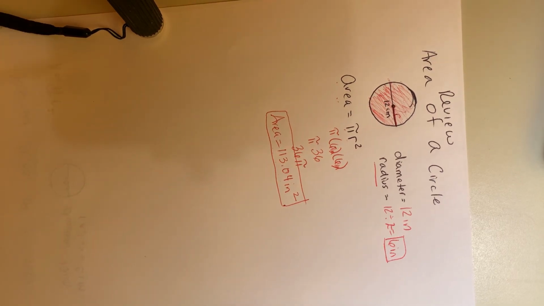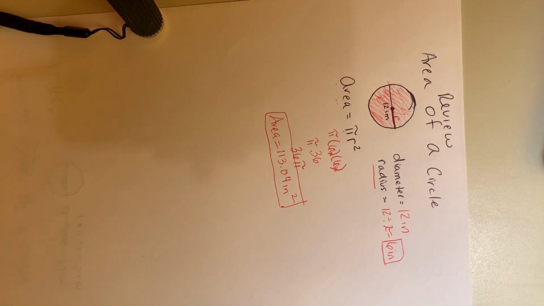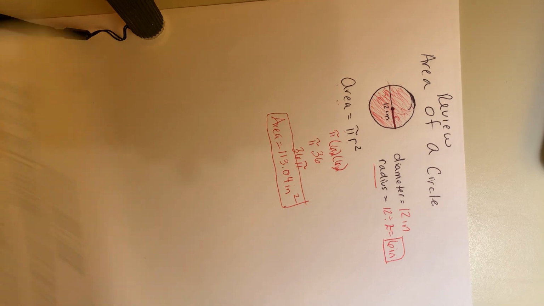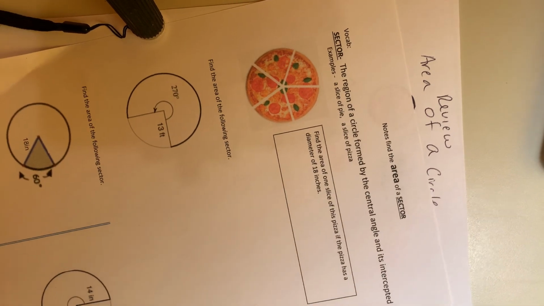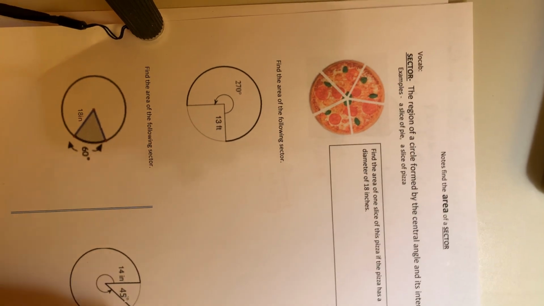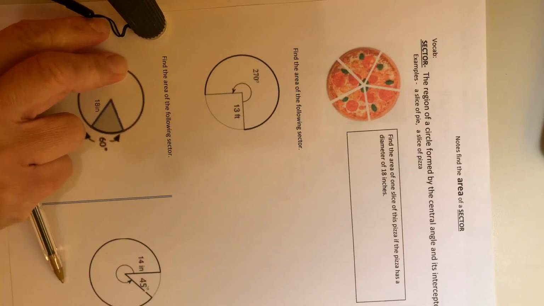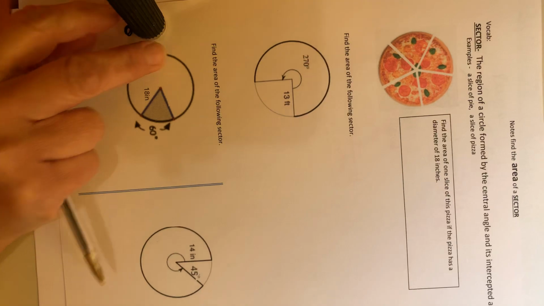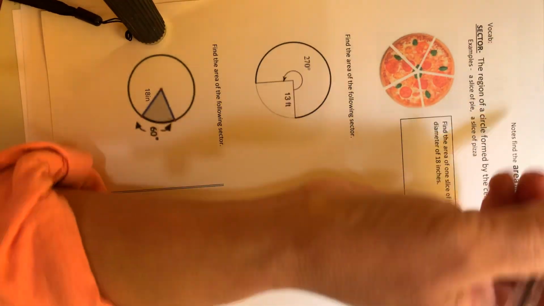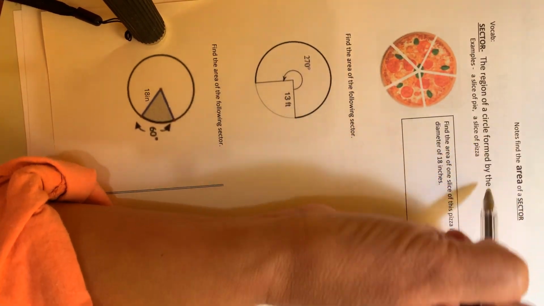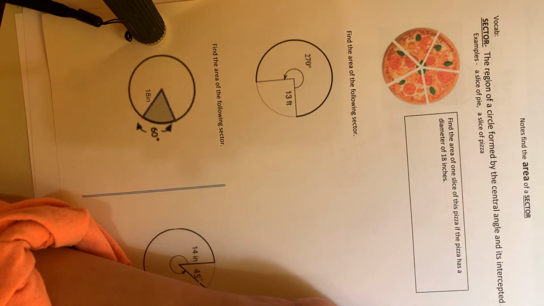So now we're going to go on to the next lesson, which is find the area of a sector. So first we need to define sector. A sector is a region of a circle formed by the central angle and its intercepted arc.